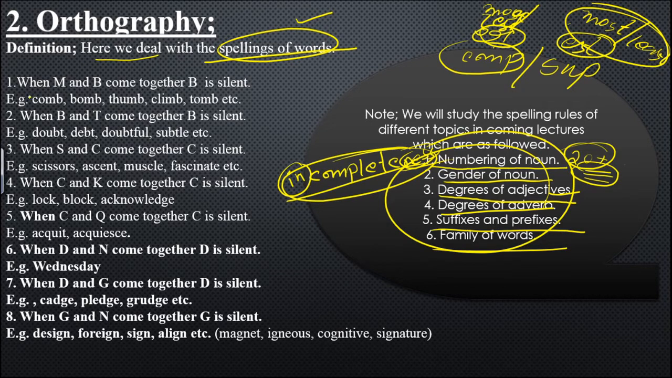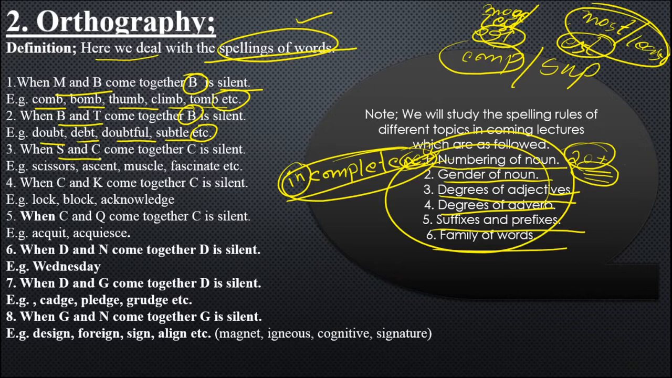Spelling rule says in silent spelling rules, when M and B come together, keep in your mind you are not going to pronounce B. B will be silent. For example, comb, bomb, tomb, climb, etc. In the same way, when B and T come together, you are not going to read B. Suppose doubt, debt, doubtful, subtle, etc.